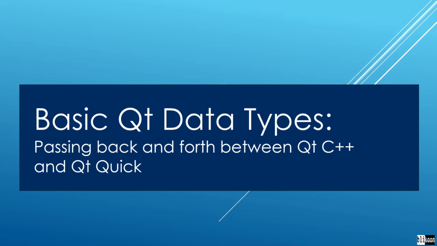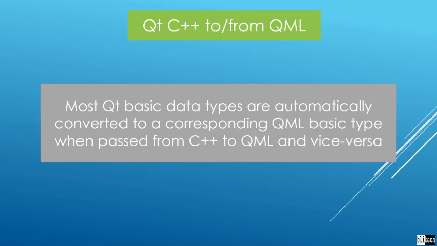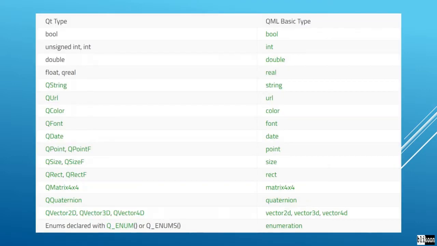In this lecture, we're going to look at how the basic Qt data types are mapped on the Qt Quick side. You need to know about this if you are going to do any kind of interaction between Qt C++ and Qt Quick. In most cases, you're going to have your Qt C++ basic types automatically converted to the basic types that are available in QML. The table here says more about that.